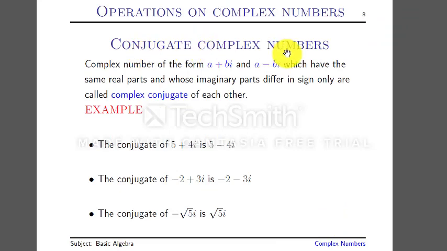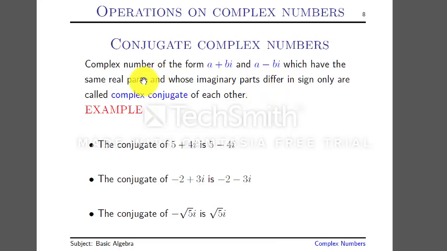Conjugate of complex numbers. Complex numbers of the form A plus B iota and A minus B iota, which have the same real parts and whose imaginary parts differ in sign only, are called complex conjugates of each other. These are two complex numbers. Their real parts are the same, their imaginary parts are the same, but the signs are different. Then these two complex numbers are called complex conjugates of each other. This is the concept of complex conjugate.